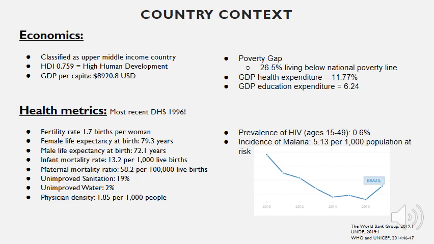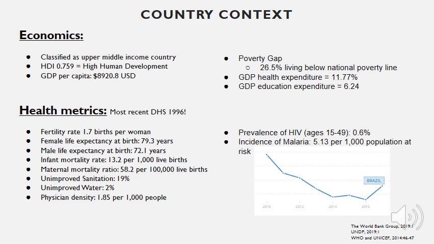Health metrics are a little difficult to find for Brazil, as the most recent demographic and health survey was only posted in 1996. They do have a national health survey, however, from 2014, which most of these other health metrics are pulled from. The fertility rate was 1.7 births per woman. The female and male life expectancies were 79 and 72 years respectively.